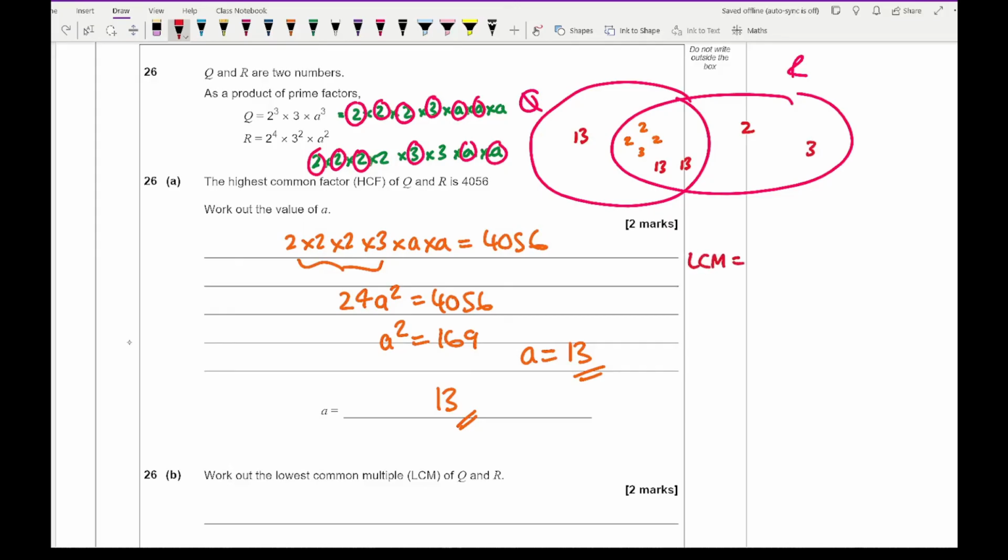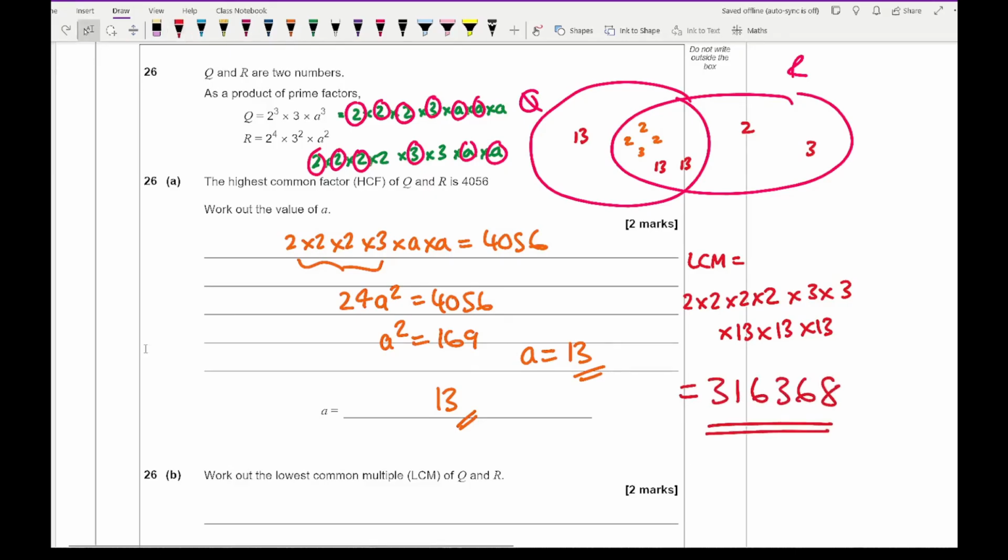So that means that the lowest common multiple is going to be 2 times 2 times 2 times 2 times 3 times 3 times 13 times 13 times 13. Again, you can use powers to get you there a little bit quicker, so you're not typing in as much. So you type in 2 to the power 4 times 3 squared times 13 cubed, and we get an answer of 316368, and there is our answer for this one.